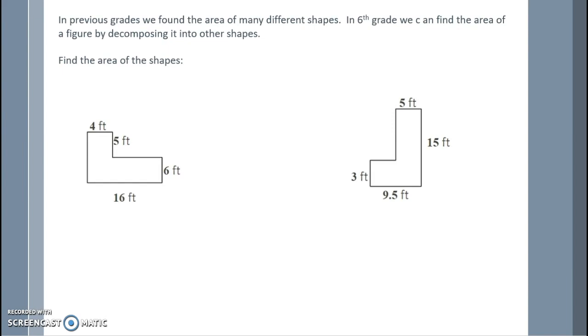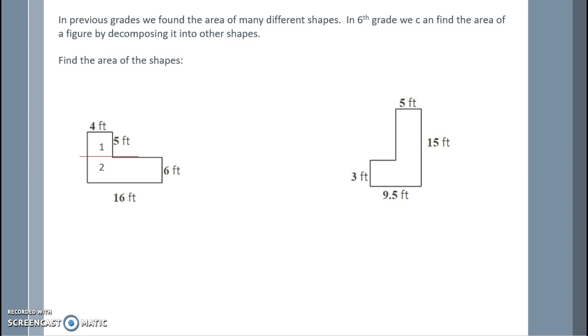So in previous grades, we found the area of many different shapes. In 6th grade, we can find the area of a figure by decomposing it into other shapes. So we have some irregular shapes here that we need to find the area of. When I look at these, I'd call them an L shape of sorts, I could break them into two different rectangles. So I could have a rectangle, the top piece and a bottom piece. I'll call them rectangle 1 and rectangle 2.